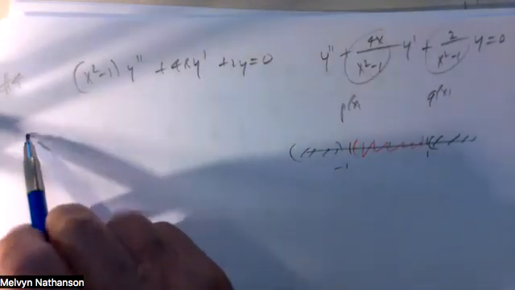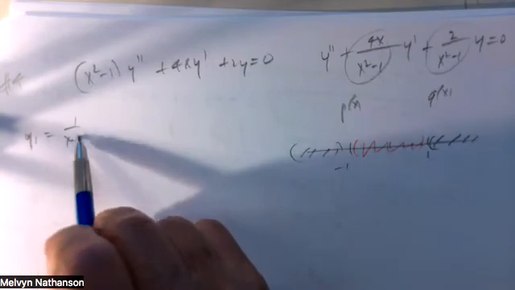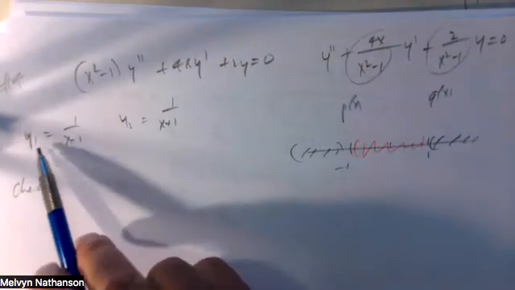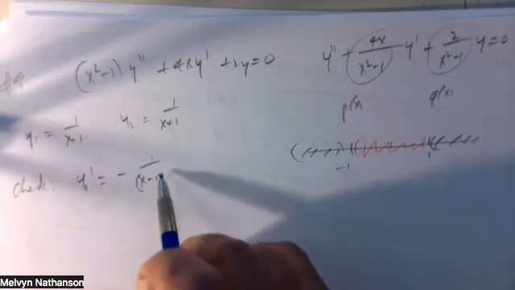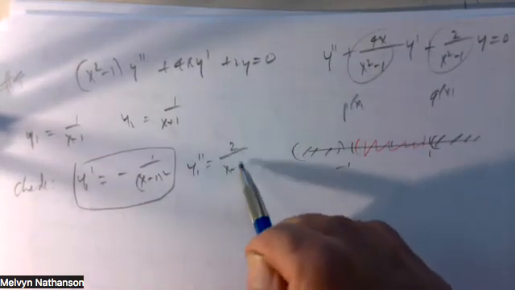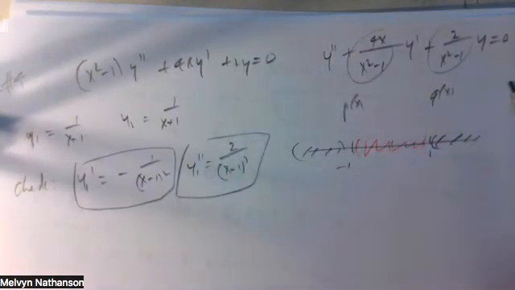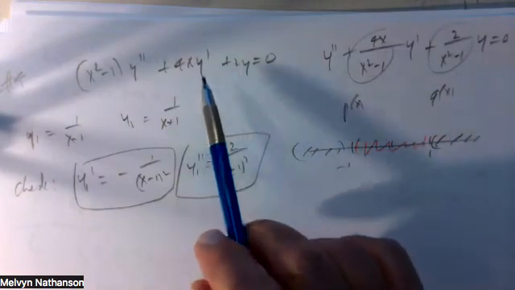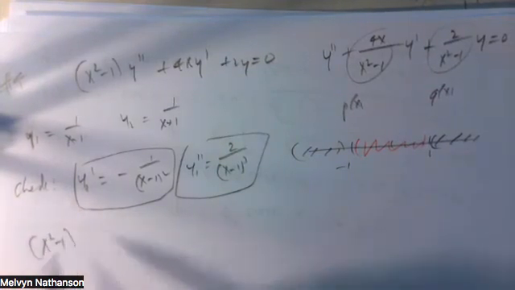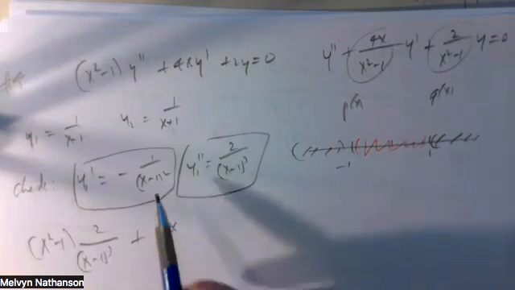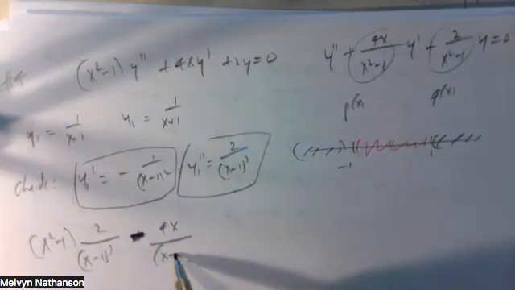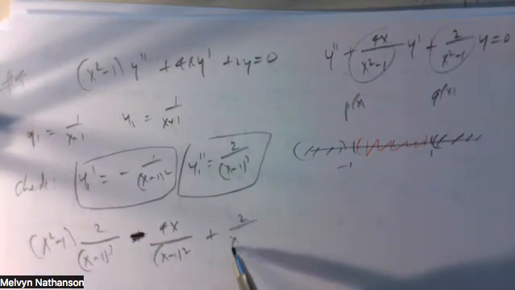And we're given 2 solutions. We're told that y1 equals 1 over x minus 1 and y2 equals 1 over x plus 1 are solutions. So let's check. If y1 is 1 over x minus 1, y1 prime is minus 1 over x minus 1 squared, and y1 double prime is 2 over x minus 1 cubed. So if we plug them into the equation we started with, I have x squared minus 1 times 2 over x minus 1 cubed plus 4x times minus 1 over x minus 1 squared plus 2 over x minus 1.